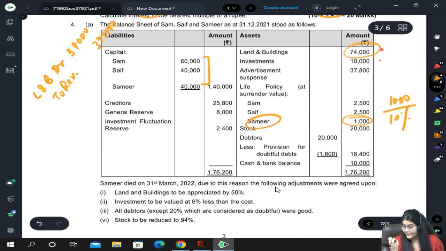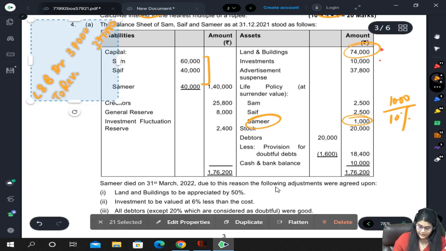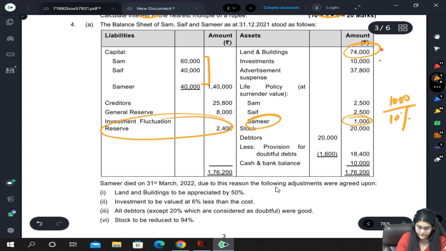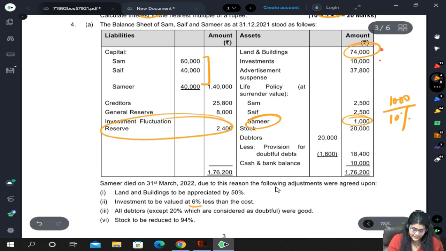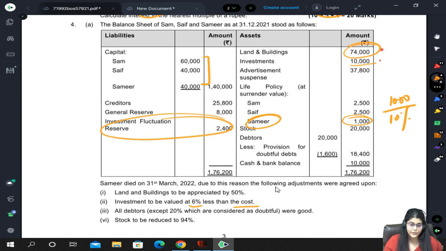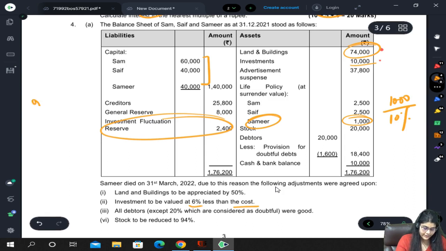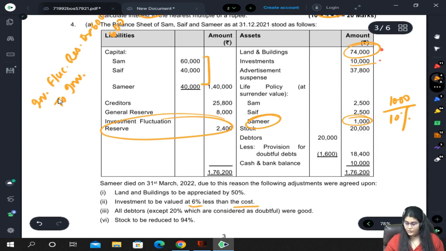Next, investments. Investment revaluation will of course take place through investment fluctuation reserve, 6% less than cost. Cost is 10,000, which means 600 has to be reduced. So investment fluctuation reserve will get debited since we are reducing the cost, and we will credit the investment account by 600. Right? This is also done.